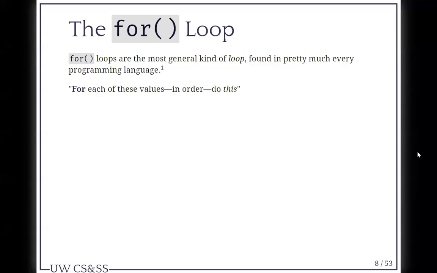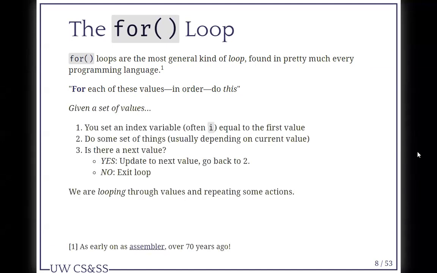The for loop. For loops are the most general kind of loop and are found in pretty much every programming language. For each of the values in order, do this. That's the idea behind a for loop. Also, I wanted to mention this is a little video here by the fine folks at Computer File about assembler, a very old coding language where they had for loops 70 years ago. So this idea has been around quite a while.